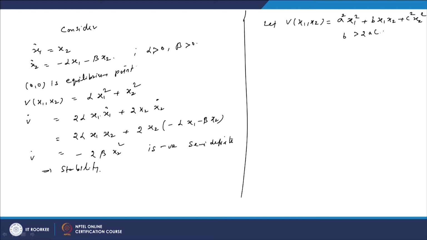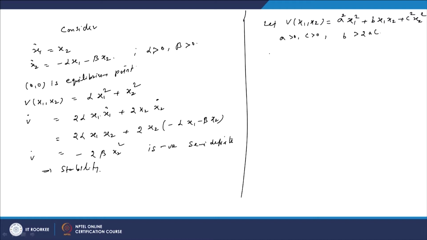So, under this condition, it is clear that similarly a is positive, c is positive. So, if you consider this, it is very clear that v of x1 x2 is always a positive value and v of 0 0 is 0. So, it is a positive definite function.